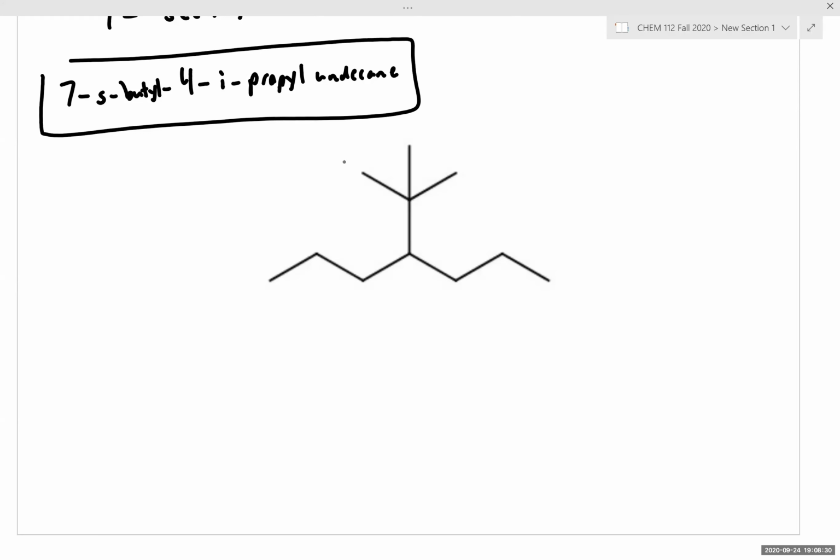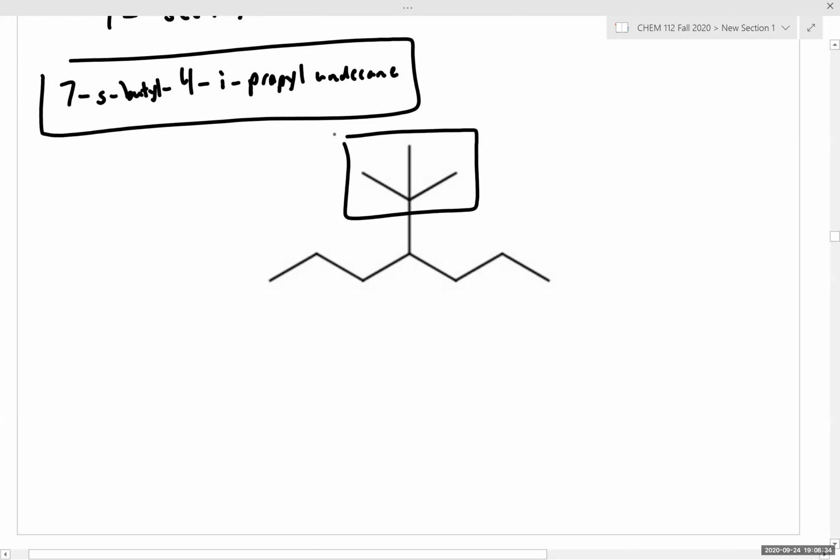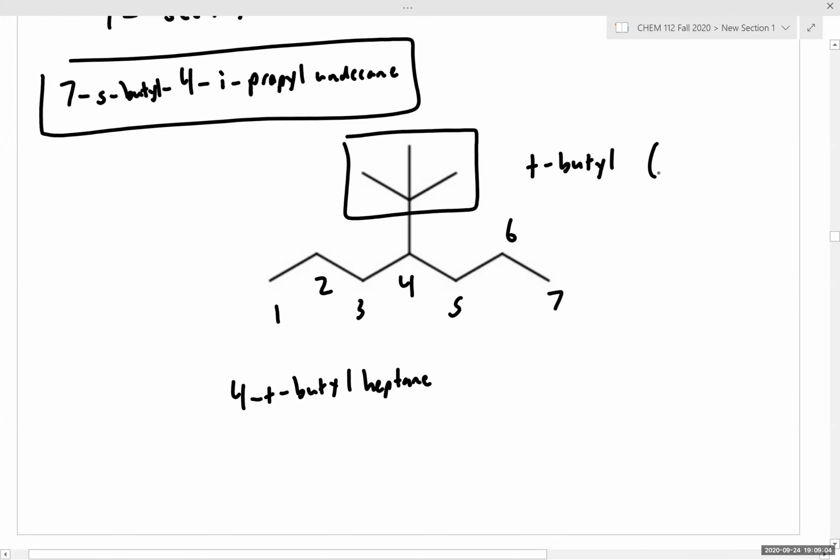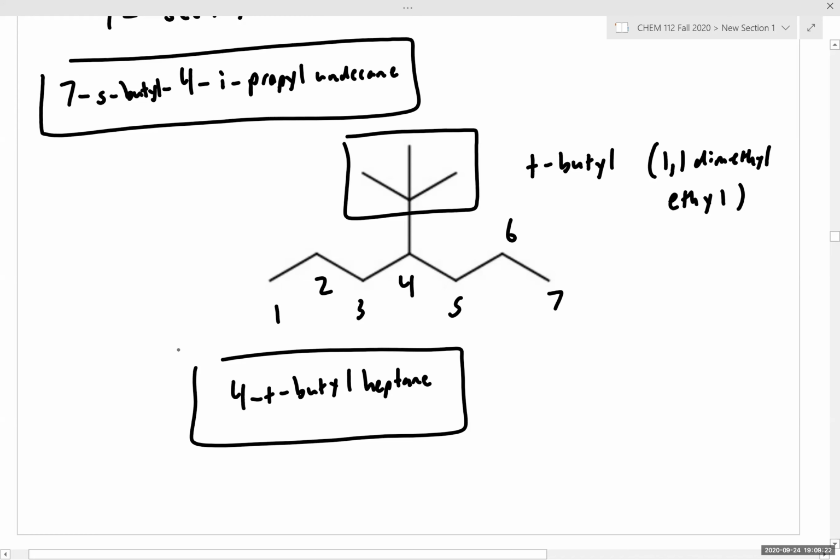Okay, so let's discuss. So as we've noted, what do we call this side chain? It's tert-butyl, exactly, right? So we call this 4-tert-butylheptane. Or this tert-butyl chain can also be called 1,1-dimethylethyl, though no one really uses that. Perfect, perfect. So we're getting used to the idea of naming complicated side chains.